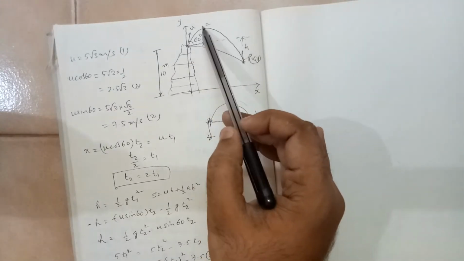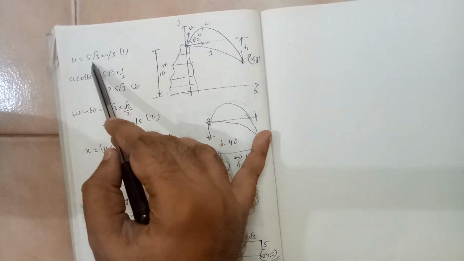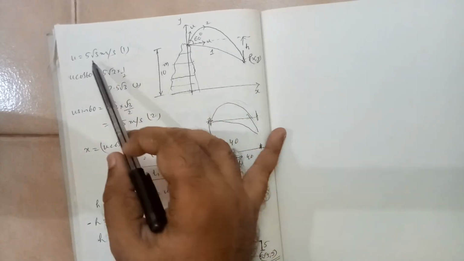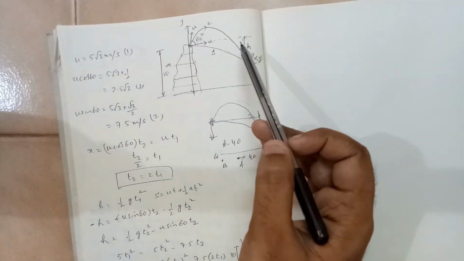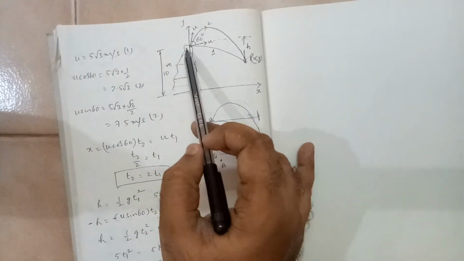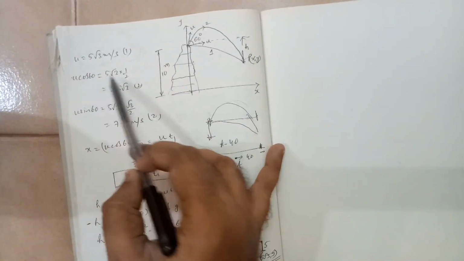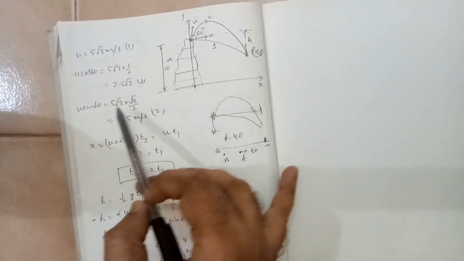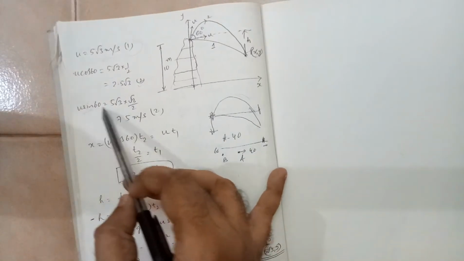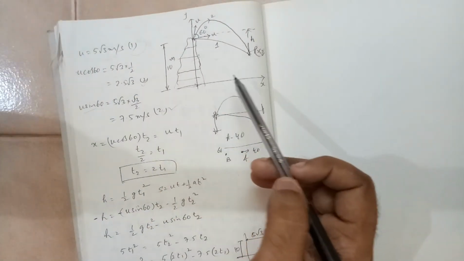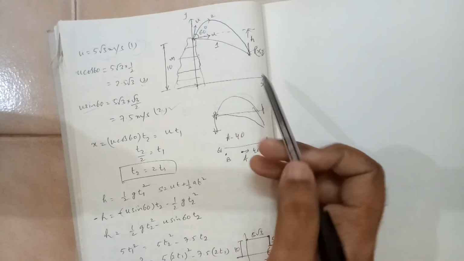The speed of the bullet has been given as 5√3 meter per second. For bullet 1, it is the horizontal speed, there is no vertical component. But for the second one, the horizontal component will be u cos 60, which is 2.5√3, where u is 5√3, and the vertical component will be u sin 60. If you calculate for the second bullet, you get 7.5 meter per second.